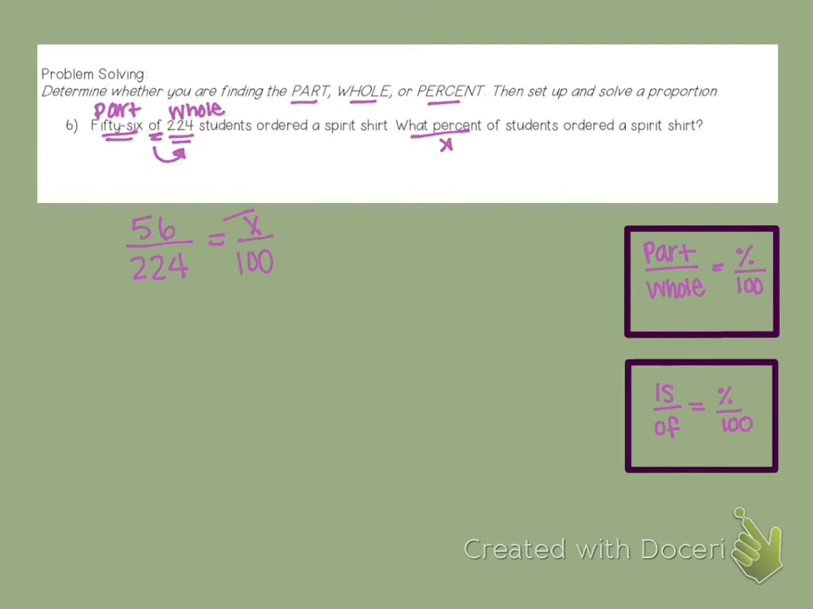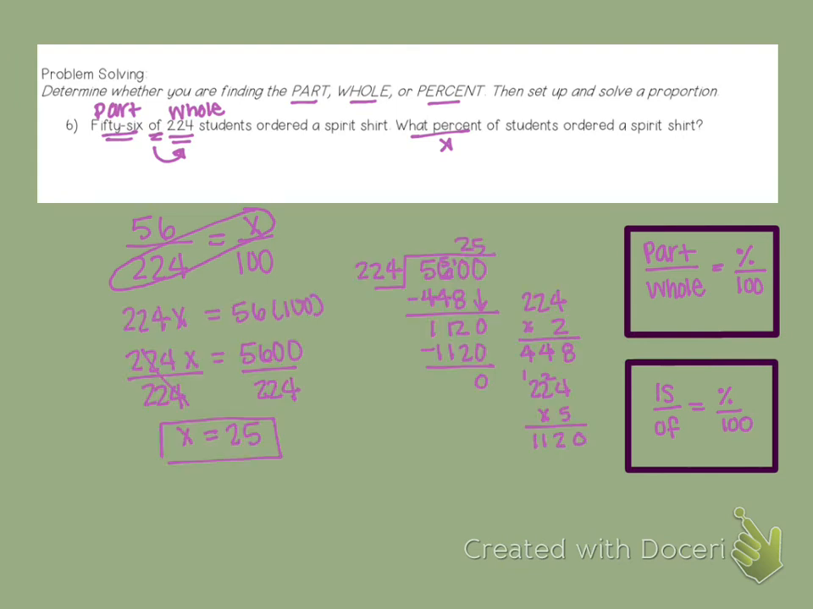Okay, so this should be your proportion. 56 over 224 equals x over 100. And then we're going to cross multiply and solve this problem. So go ahead and press pause. If you don't have this proportion correct, you're going to fix it. And then you're going to cross multiply and divide. Okay, so you should have gotten X is 25. If you did not get that, go ahead and press pause one more time and find your mistake and correct it, okay? And then press play when you have finished.